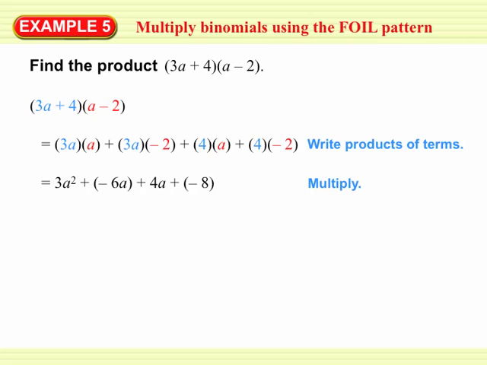3a times a is 3a squared. 3a times negative 2 is negative 6a. 4 times a is 4a. And 4 times negative 2 is negative 8. Next, we're going to combine like terms. In the middle, we have two terms that have a as their variable. The first is negative 6a and the second is 4a. When we combine those, we get negative 2a. So the total product is 3a squared minus 2a minus 8.